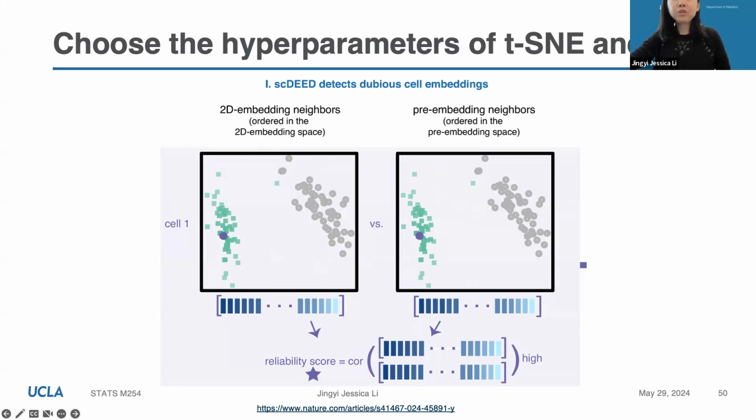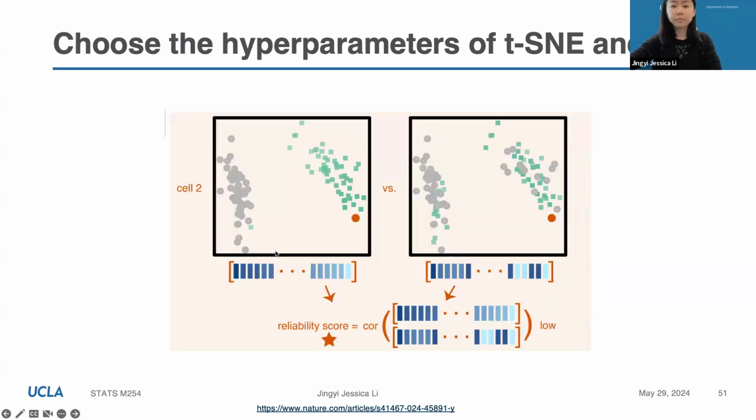So we want to measure the consistency or agreement between the two sets of neighbors to indicate that, oh, t-SNE or UMAP did a good job preserving those mid-range neighbors. By mid-range neighbors, we actually look at half of all cells, because t-SNE and UMAP are known to preserve the local neighbors pretty well. The question is how well does it do for preserving the mid-range neighbors? That's why we consider half of all cells as the mid-range neighbors.